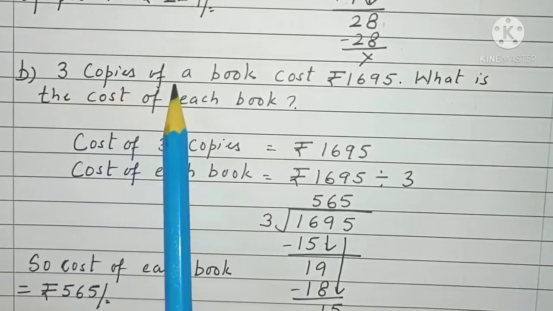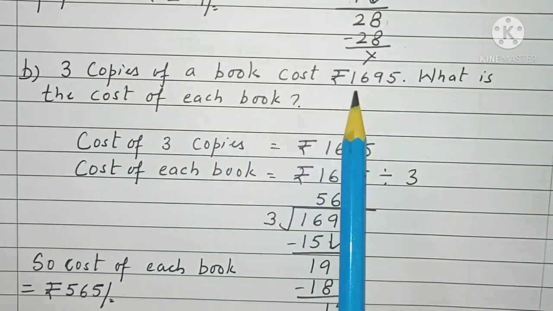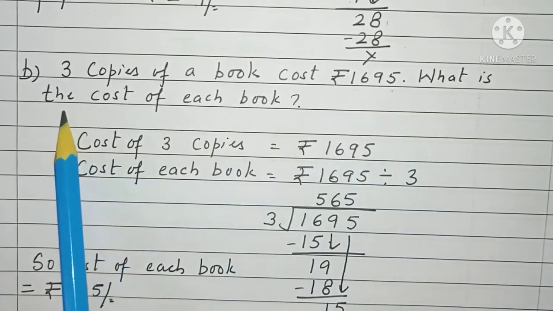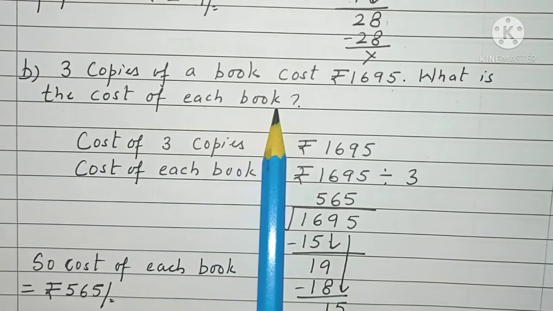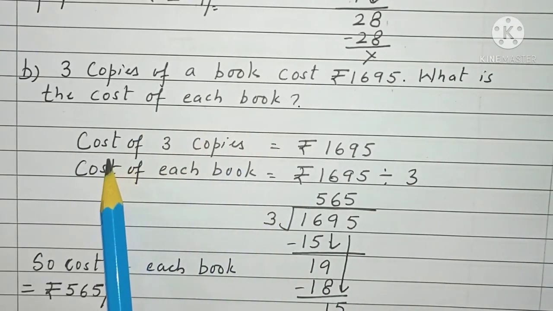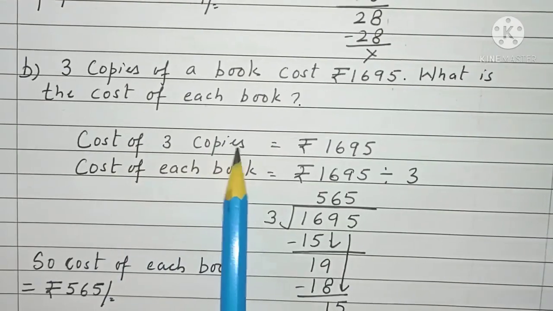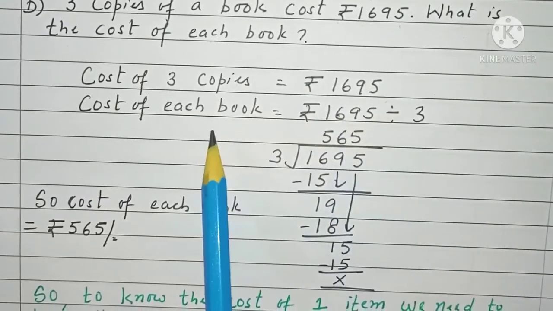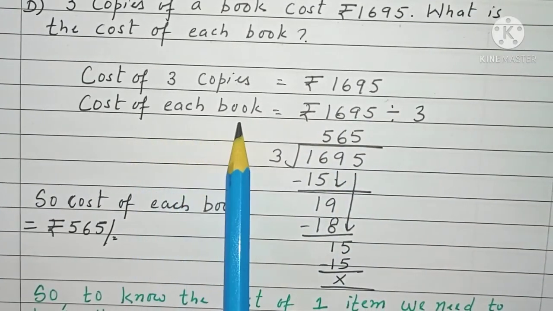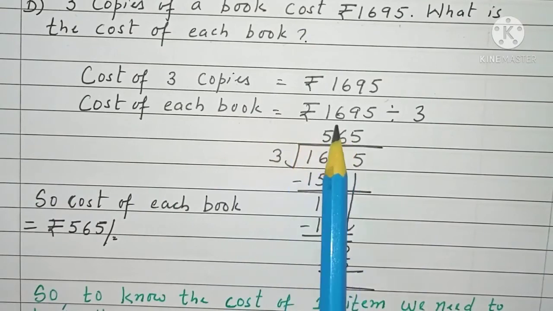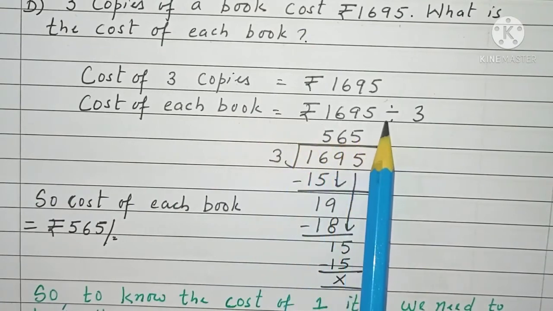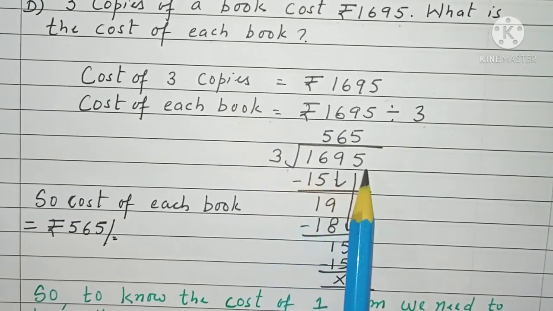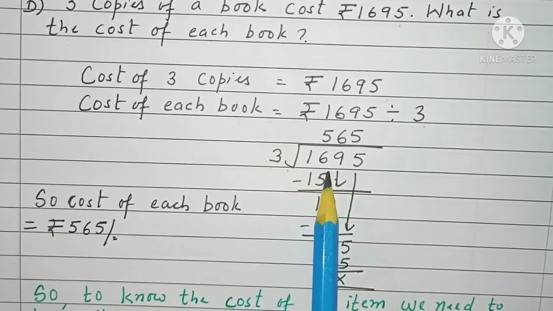3 copies of a book cost rupees 1695. What is the cost of each book? So, what have we been given? We have been given the cost of 3 copies of a book, that is equal to rupees 1695. And so, the cost of each book is equal to rupees 1695 divided by 3. So, making the division sum, 1695 divided by 3. First of all, look for 16.